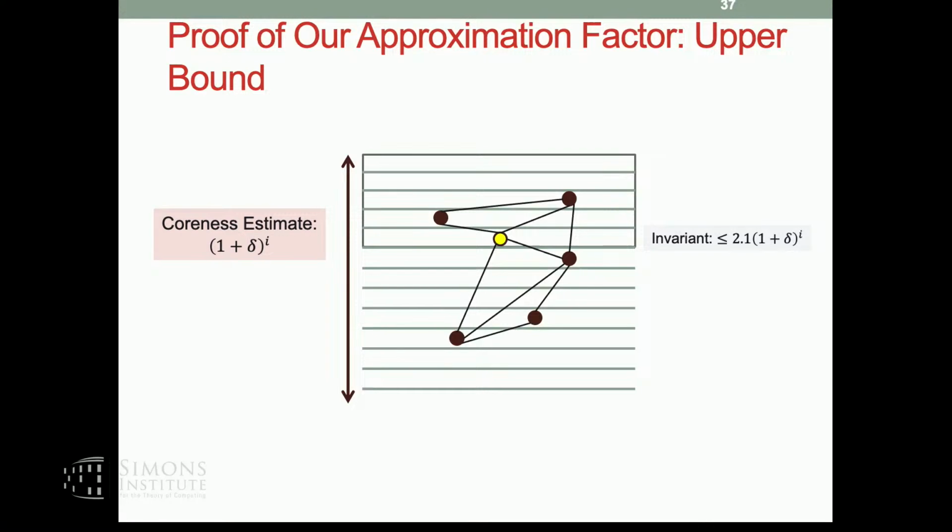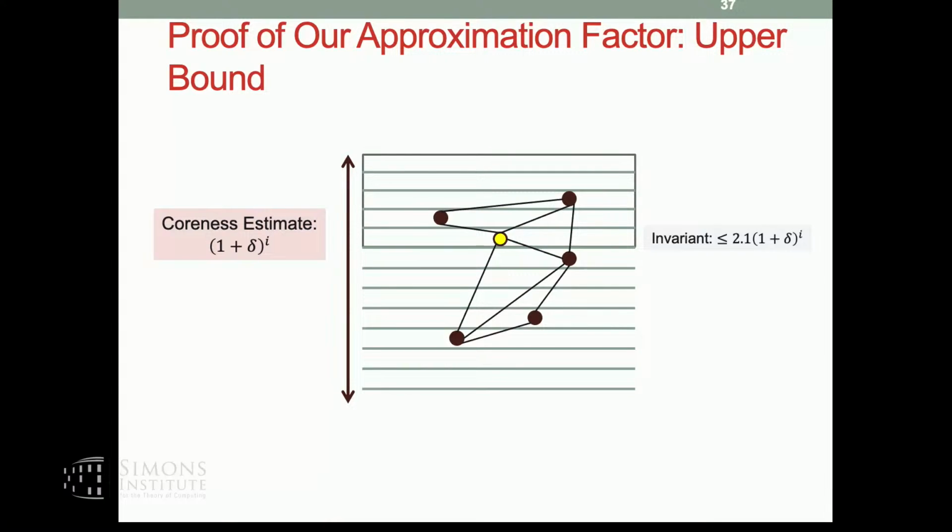Okay, so recall that we set the Coreness estimate of a vertex to be (1 plus delta) to the i, where i is roughly the group number. But also recall that we had these upper and lower bound invariants. In particular, the upper bound invariant says that you cannot have more than 2.1 times (1 plus delta) to the i up neighbors. And 2.1 here is not very important. It just has to be some constant bigger than 2.